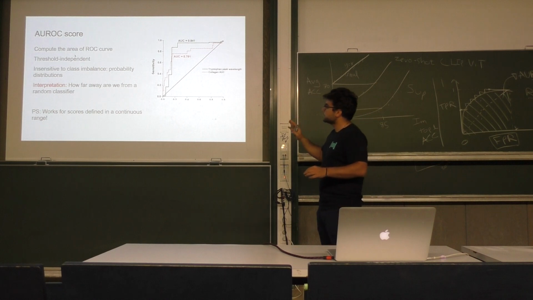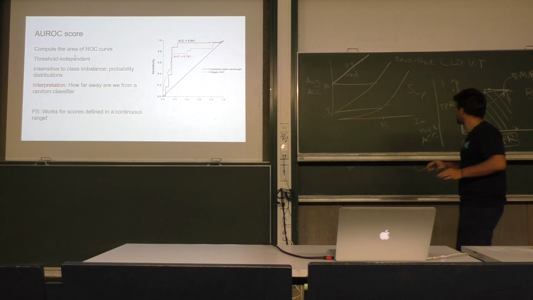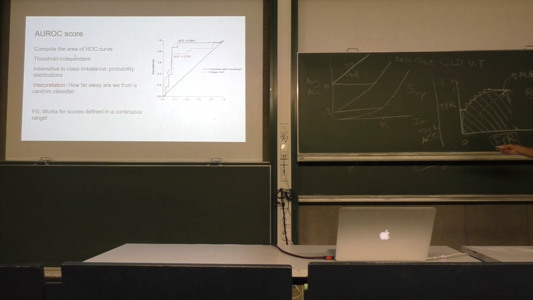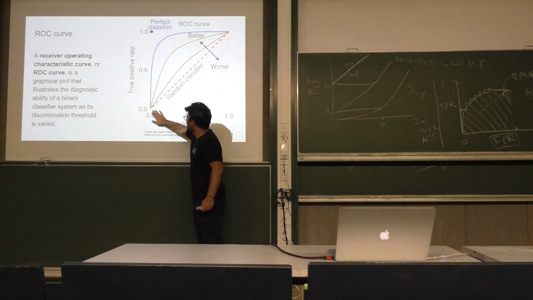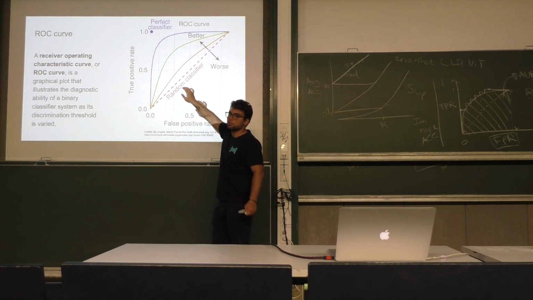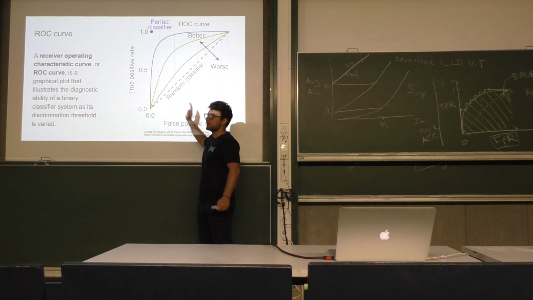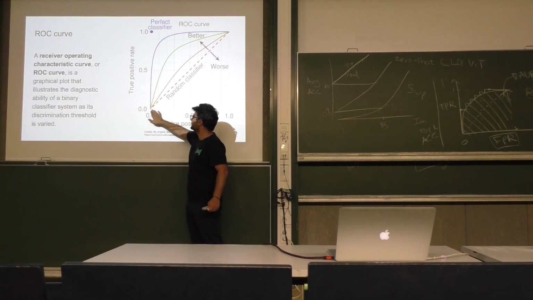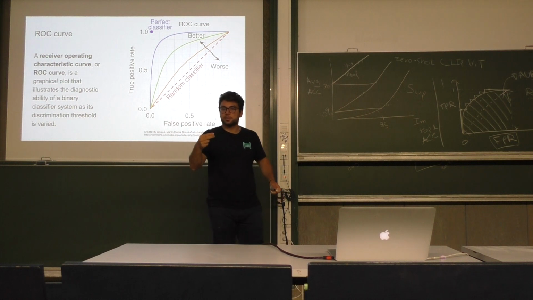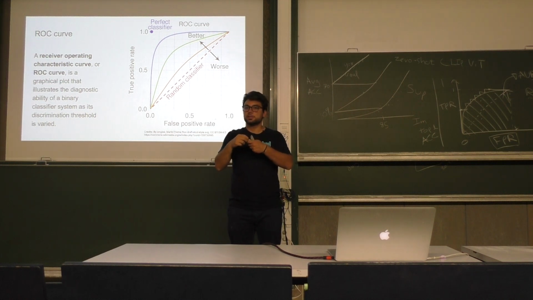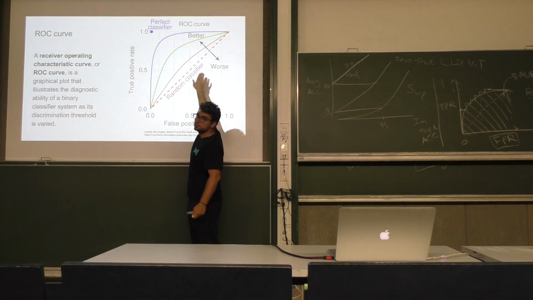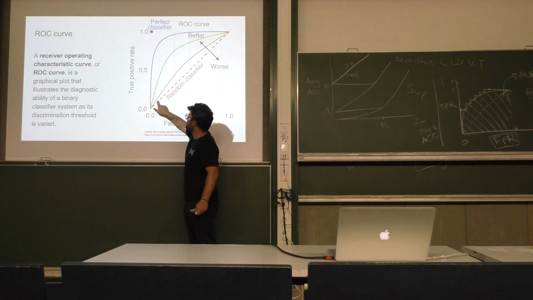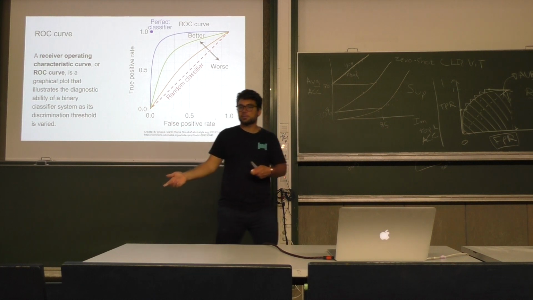And the interpretation is how... okay, I destroyed the plot. But the main interpretation is how far from a random classifier you are at each point in this graph. For the random classifier, because you pick randomly whether data is in distribution or out of distribution, you always move on the diagonal. So if there are 10 samples, you identify 5 of them as in distribution and 5 of them as out of distribution.